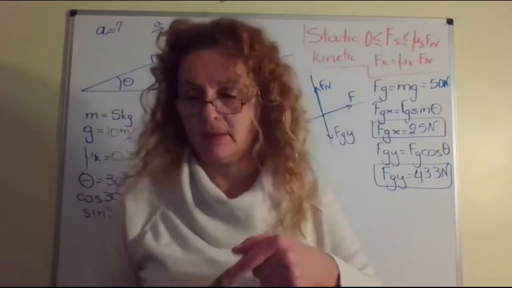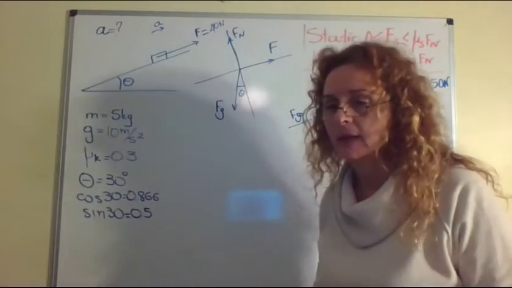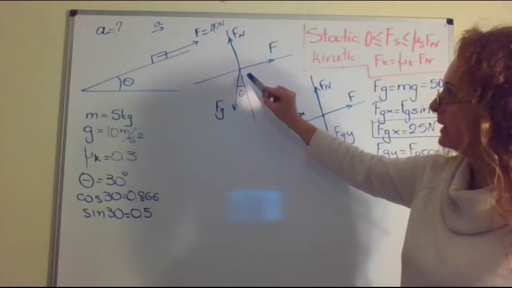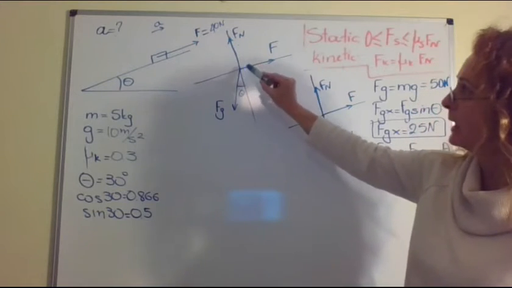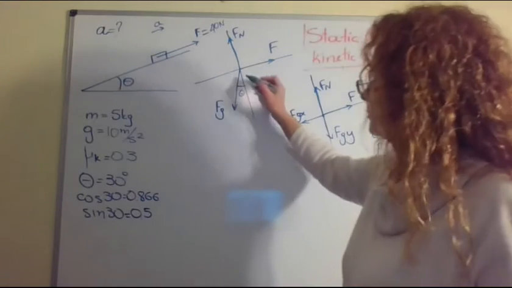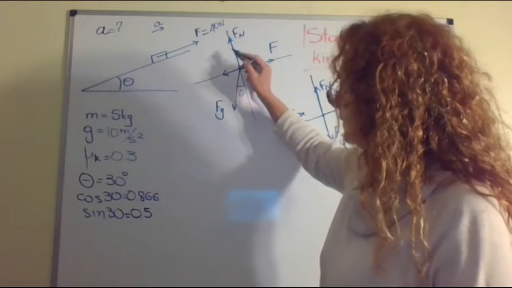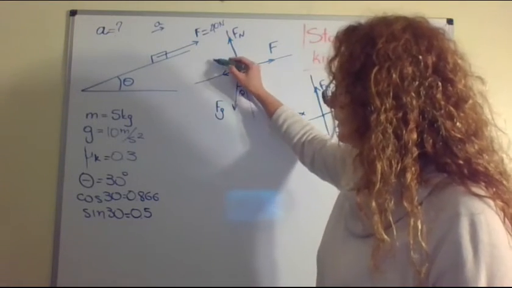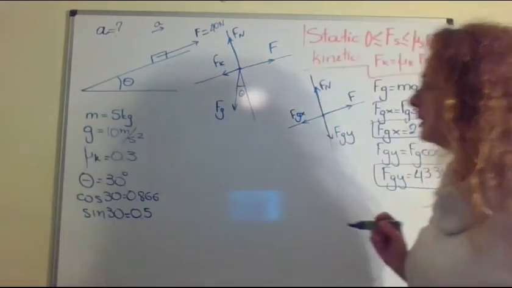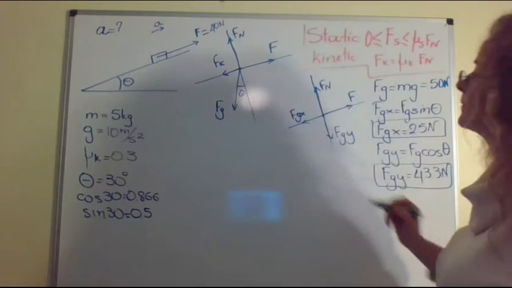We have friction, ladies and gentlemen, we have friction. That means that besides the force due to gravity, besides the normal force, besides the force that we apply, there's friction, and friction opposes motion. So it should be in this direction, and it's kinetic because I'm looking for the acceleration, so it's moving.